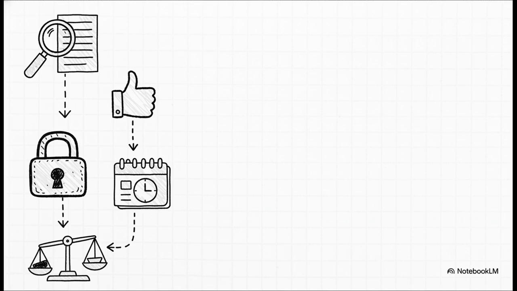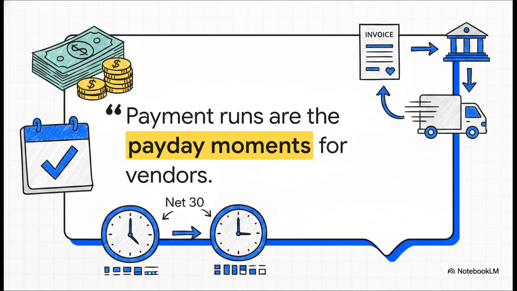Boom. This proves you have a highly methodical, process-driven approach to solving problems. Which brings us right to the payment run itself. Think of payment runs as the highly anticipated payday moments for vendors. It's that automated process of selecting and paying all those carefully approved invoices, and it really defines the rhythm of the company's cash flow. Understanding payment terms, like net 30 or net 60, is totally vital here, because those terms dictate exactly when these runs happen.